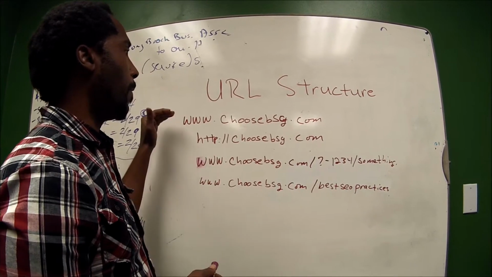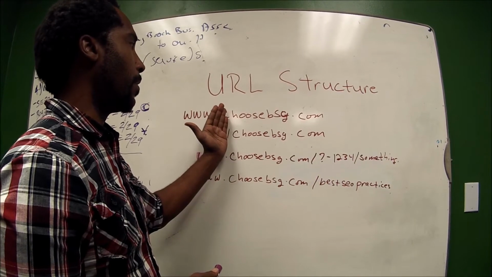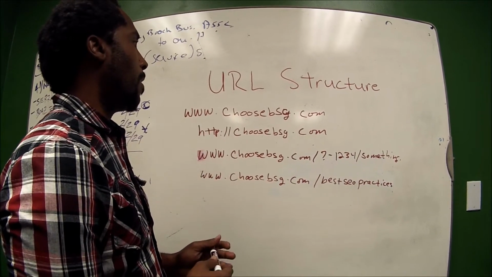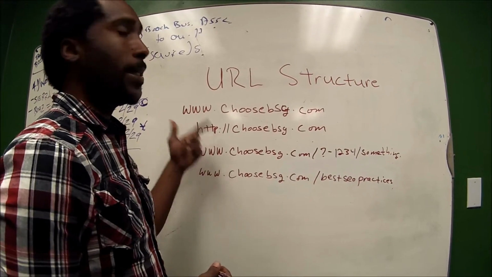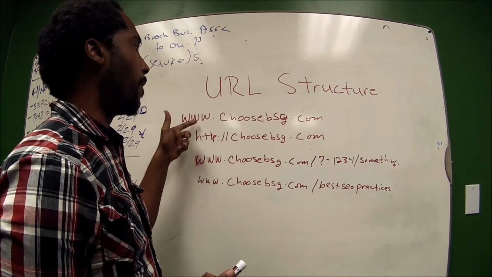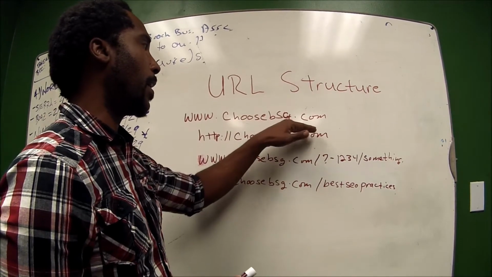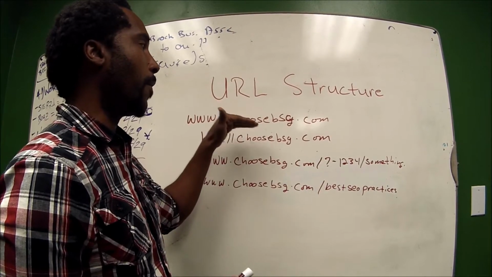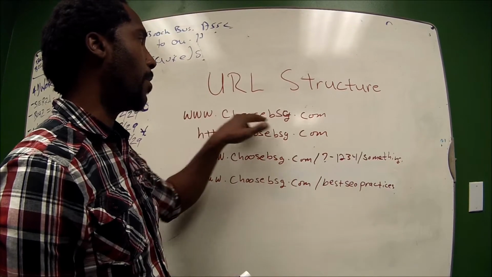First off, a lot of people have the question: www or just choosebsg, just your website without the www. Which one should you use, which one is better? It actually doesn't matter. If you do a site search for either one, like site:www.choosebsg.com, and it has all of your URLs with the meta and everything, this is the one that you want to use.